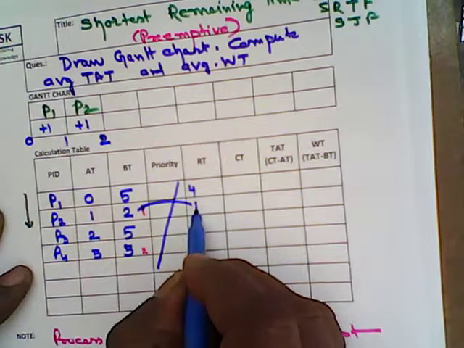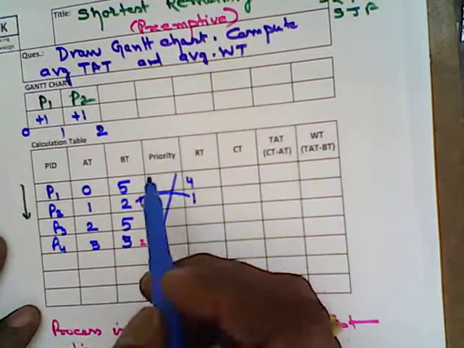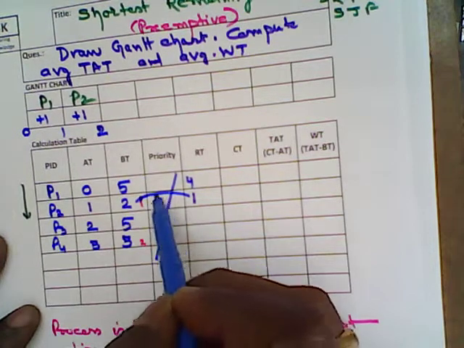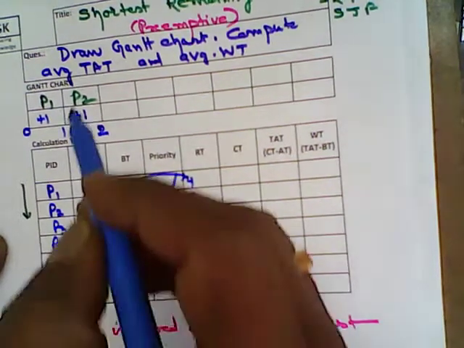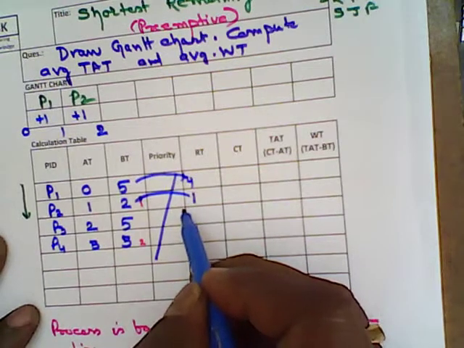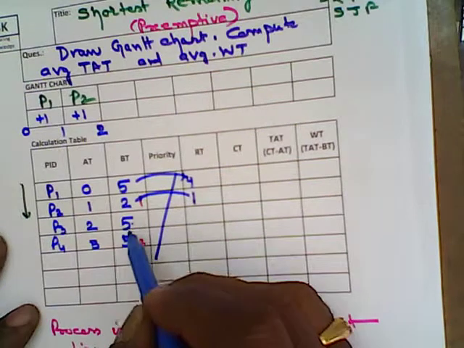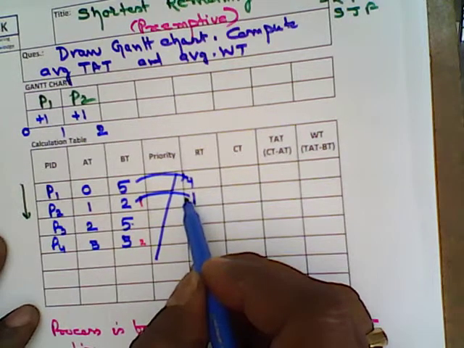That means 2 minus 1, since we added here, so here we have to subtract. Now after 2, which is the lowest burst time? Here you see this is the burst time of P2. So again we find burst time of P2 is the lowest. So what we will do? We will put P2 once again here.